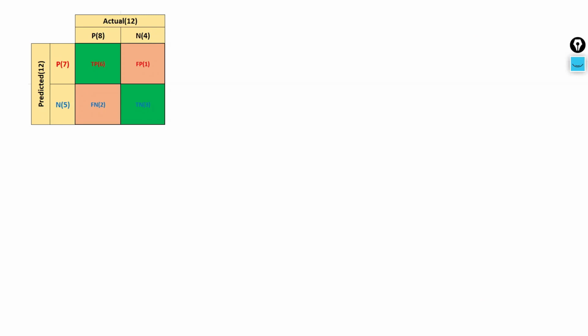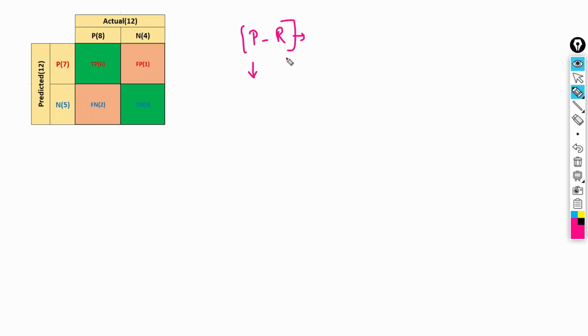This is the confusion matrix that I have already discussed in my confusion matrix video. In this confusion matrix, we can calculate different performance metrics. For the precision and recall curve, we need two performance metrics. The first one is precision and the second one is recall. These two metrics we can calculate with the help of this confusion matrix.